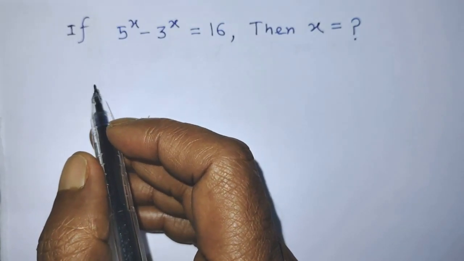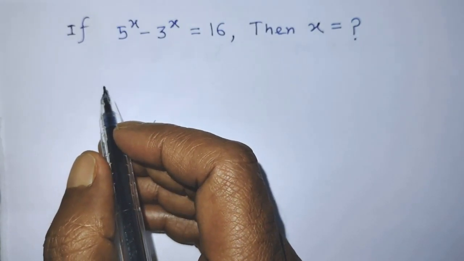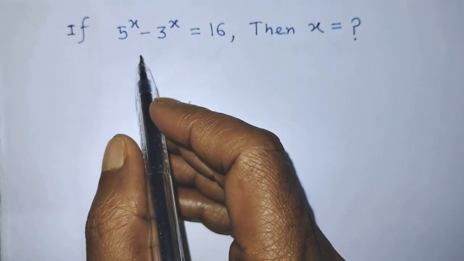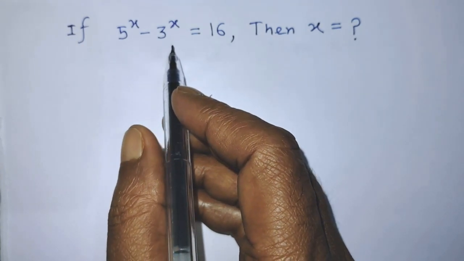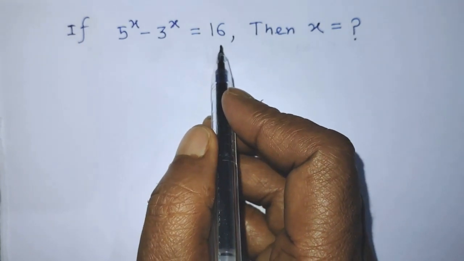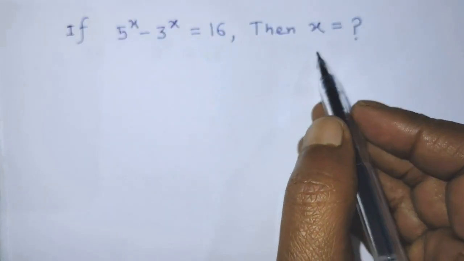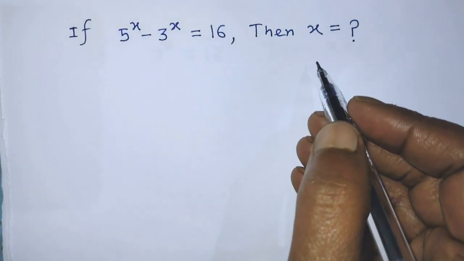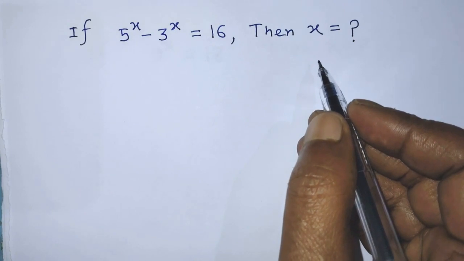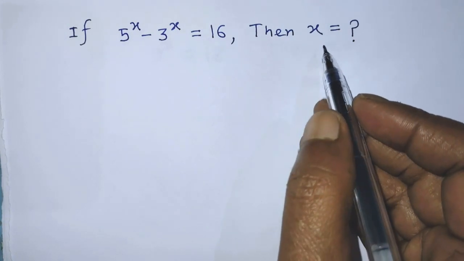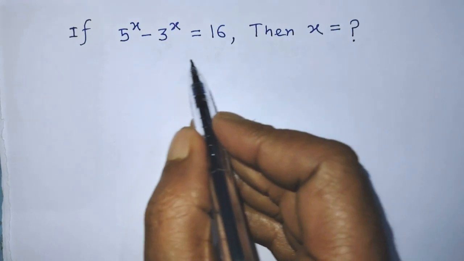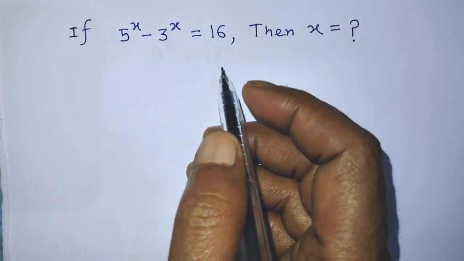Hello guys, you are welcome to solve this math problem, which is: if 5 to the power x minus 3 to the power x is equal to 16, then find the value of x. So student, today in this video I am telling you how to find the value of x from this equation.